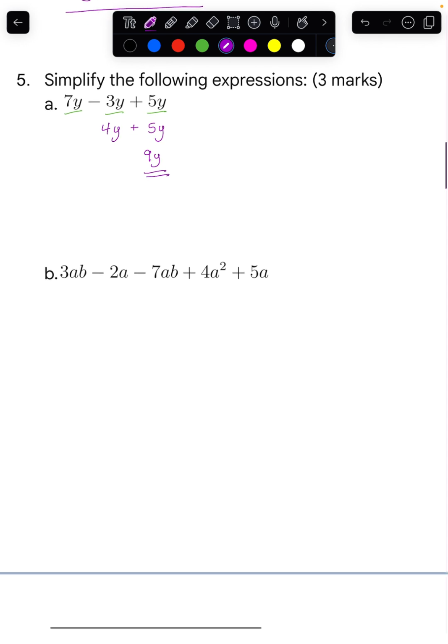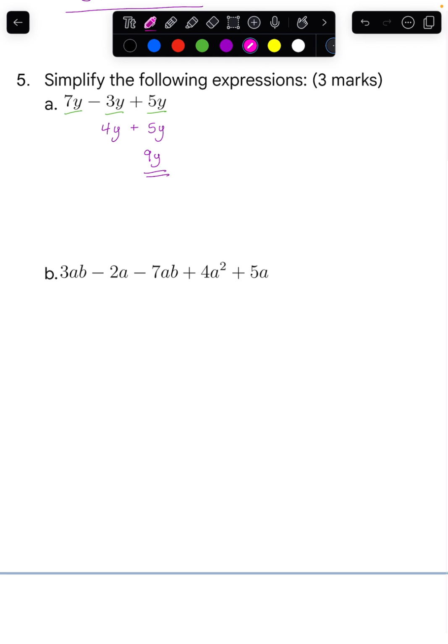Let's move on to the next one. Here we have a whole bunch of different terms. And yeah, so they're not all like terms, but some of them are. So let's keep track of those like terms. So it's the same variable with the same exponents. And there can even be two variables. If there's two variables, we need both variables for them to be like terms.